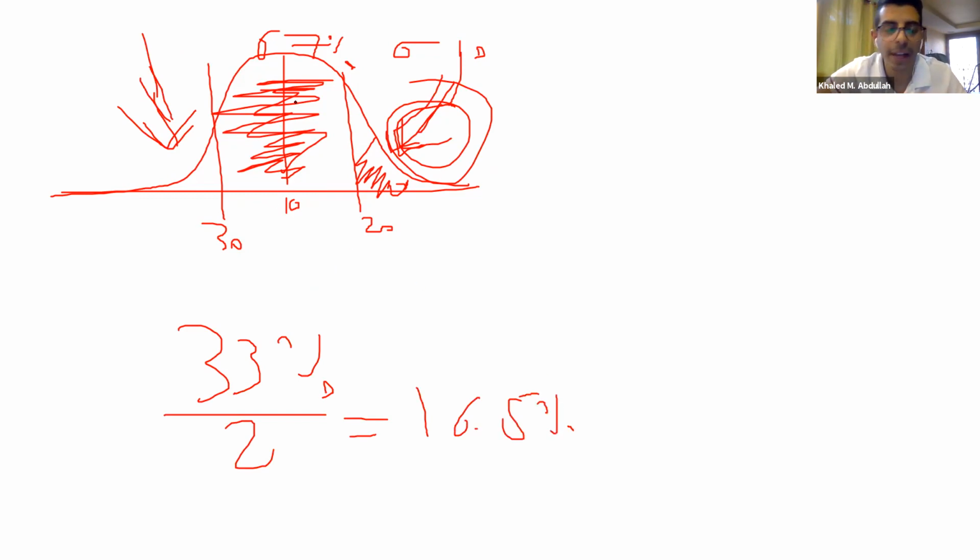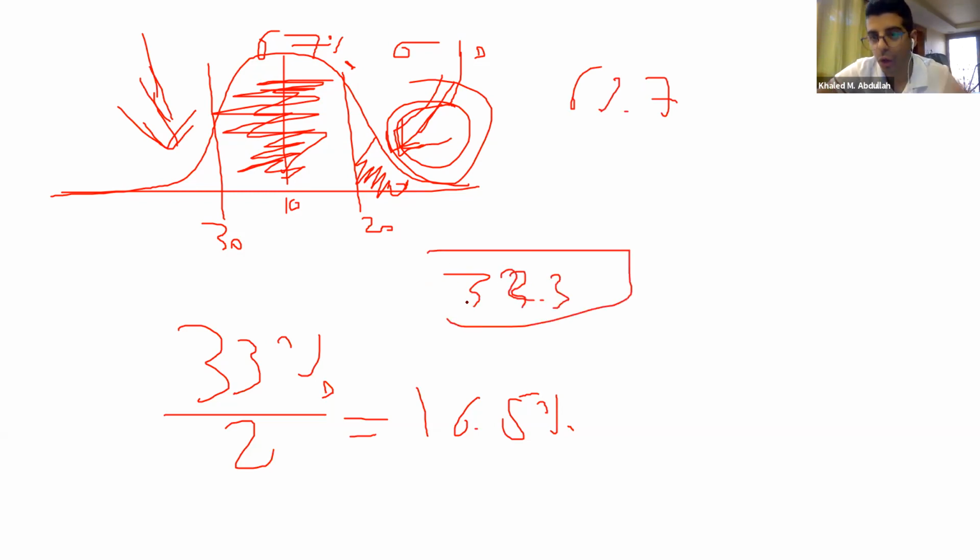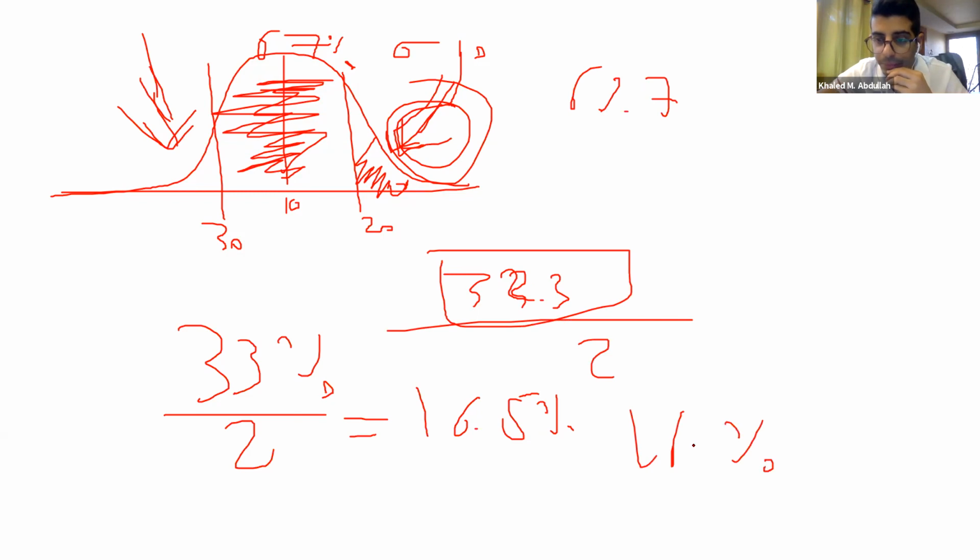The reason it's not the same is because it's not exactly 67, it's like 67.7, so it'll be like 32.3, something like that. So pretty much it'll be different. Yeah, 32.3, and then divide this by 2, you'll get like 16%, something like that, right?